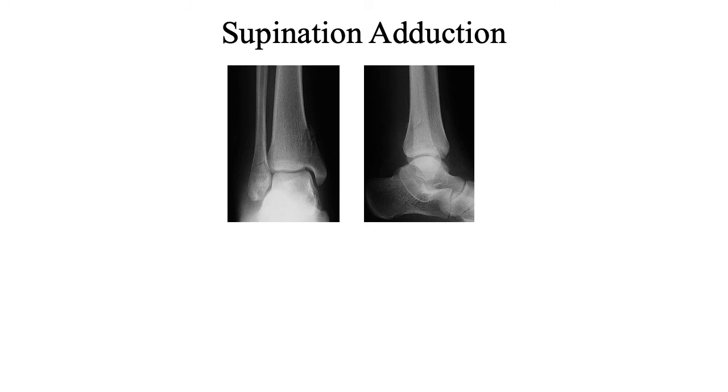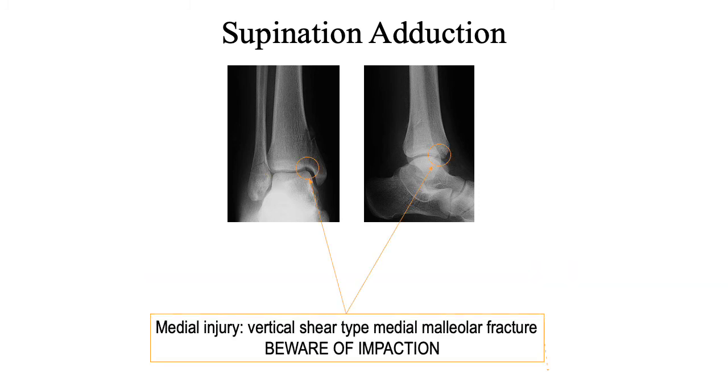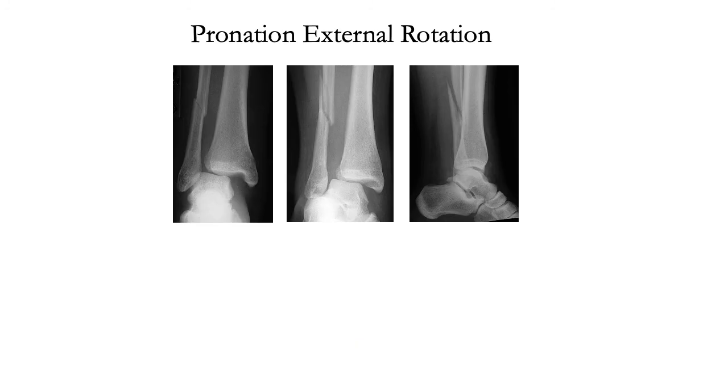Supination adduction injury: you can easily see the vertical fracture, which is a spiral or vertical fracture of the medial malleolus, with a transverse fracture of the lateral malleolus. This is managed through an anteromedial approach, but you have to use an anti-glide plate, and you have to look at the comminution and its effect on the articular surface of the tibia.